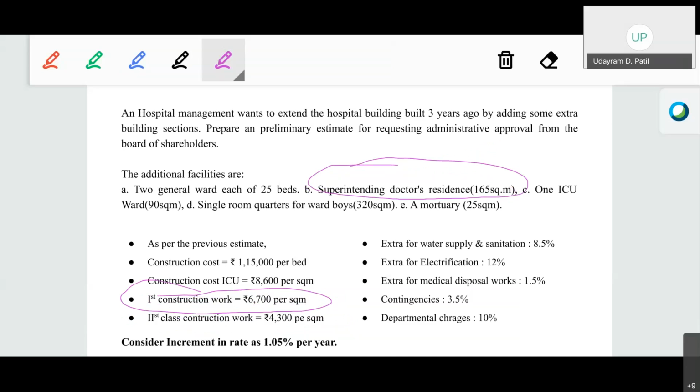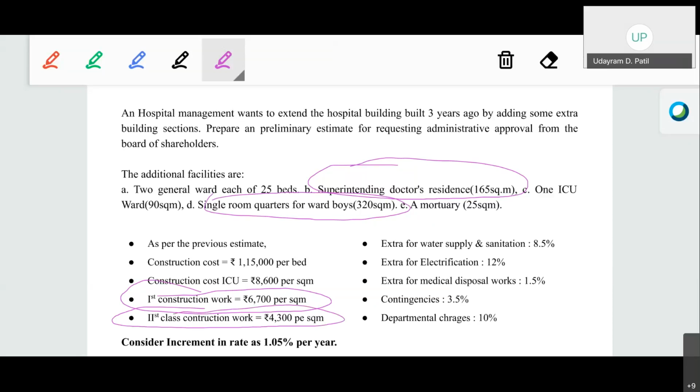Whereas in case of the ward boys' room, single ward boys' rooms, obviously the ward boys are lower grade workers, therefore their residence will not be of that high quality, whether it is the flooring type, the door and window type, or the colouring type, or the type of bricks used in that construction. That should be more economical rather than expensive. So in that case the class of the construction will be second class construction work.